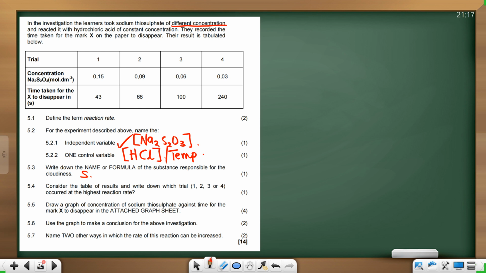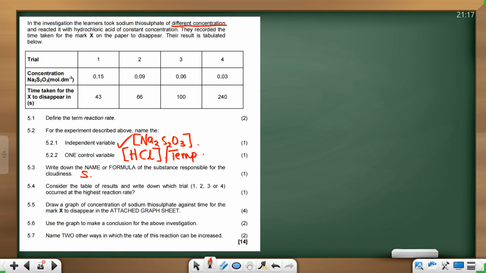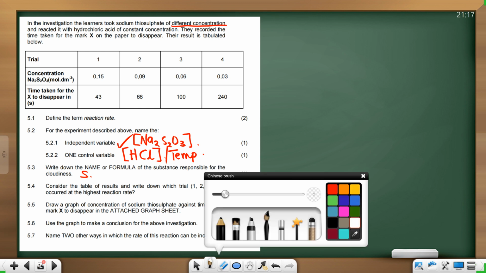Draw a graph of concentration against time in the attached graph sheet. I don't think I attached a graph. Did I attach a graph sheet? Let me check. No, I didn't. Oh, sorry, guys. But what will your graph look like? All you need to do, your graph would look like this.